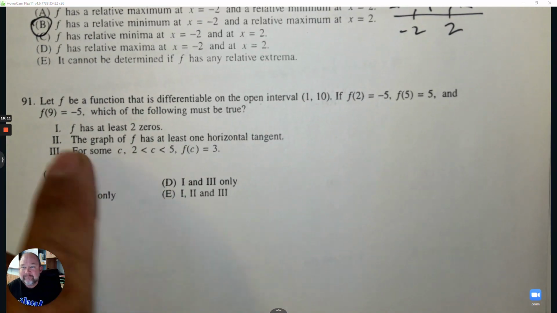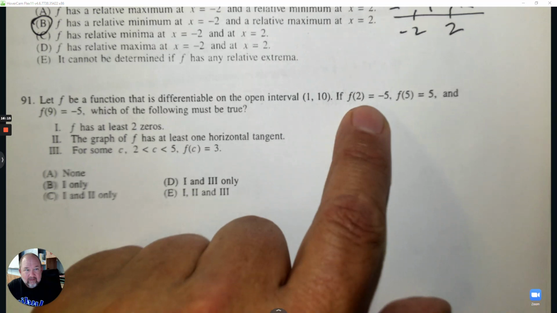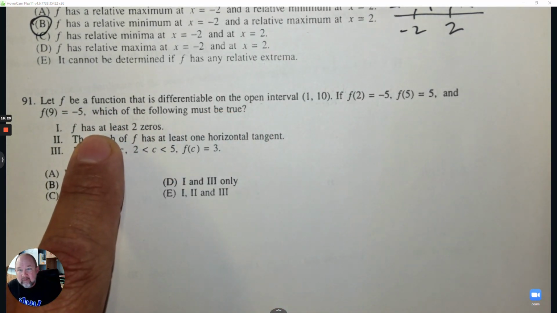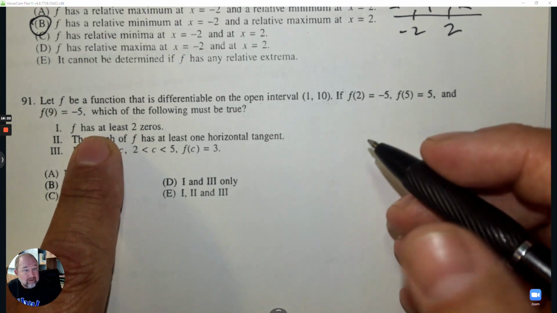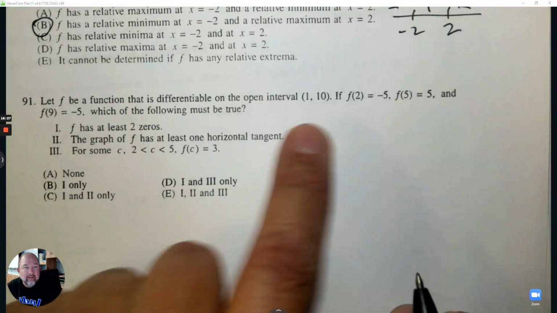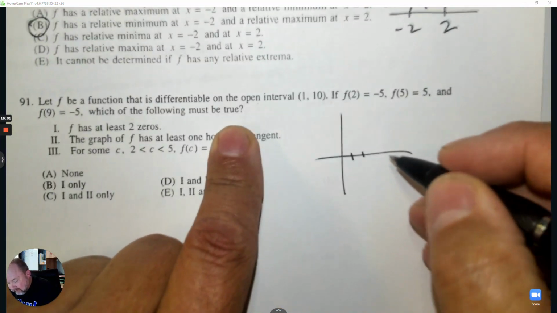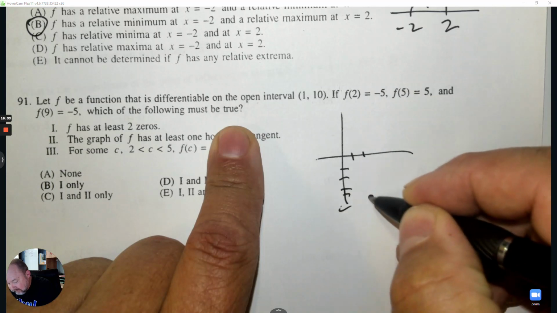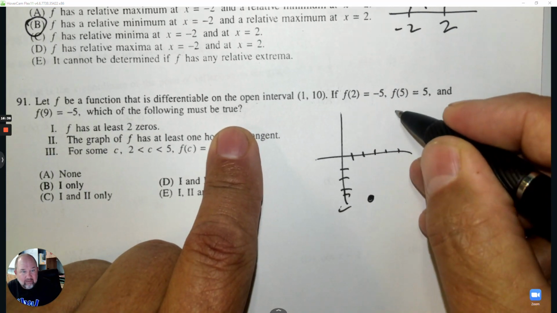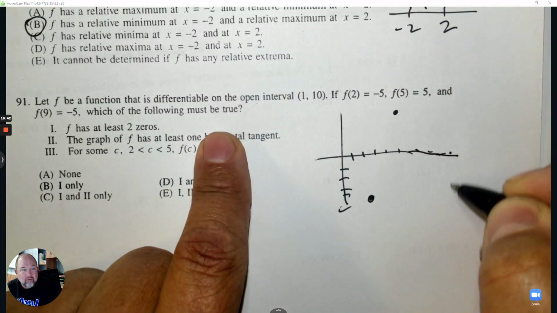Number 91. Let f be a function differentiable from 1 to 10. Which of the following must be true? So if it's differentiable, that means it's continuous. If f at 2 equals negative 5, I'm going to even plot it. So here, f at 2 is negative 5, that's down there. F at 5 is 5, and f at 9 goes back here.